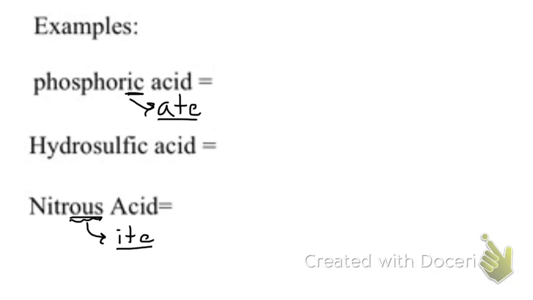Alright, so the next thing we need to do is have those polyatomic ions memorized. If this is phosphoric acid, it must come from phosphate. Phosphate is the polyatomic ion PO4, 3 negative.